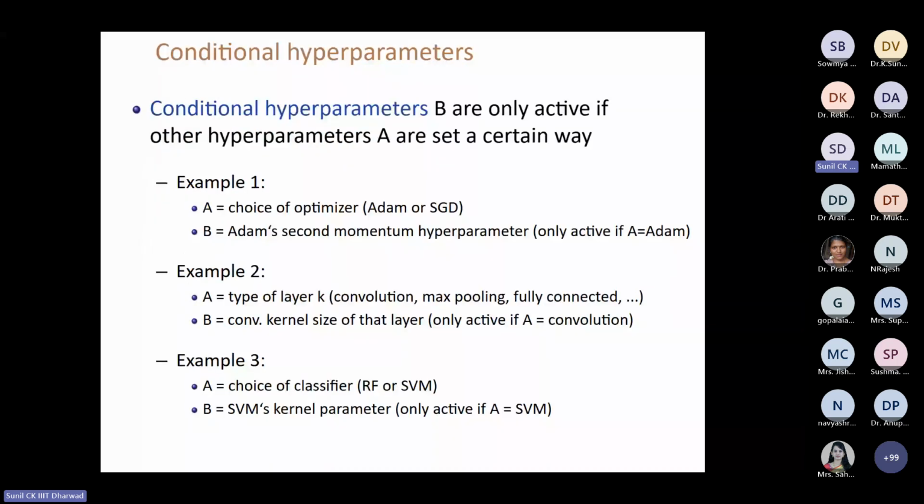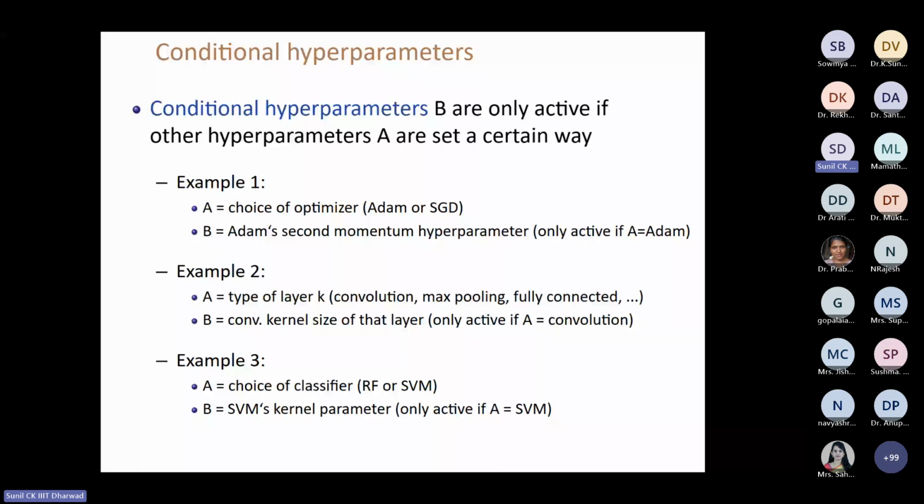So, conditional hyperparameters. Conditional hyperparameters B are only active if other hyperparameters A are set a certain way. Say I wanted to go with a certain momentum based on my learning rate, or based on error and loss, I will have to go with certain optimizers. These are some of the certain conditions.